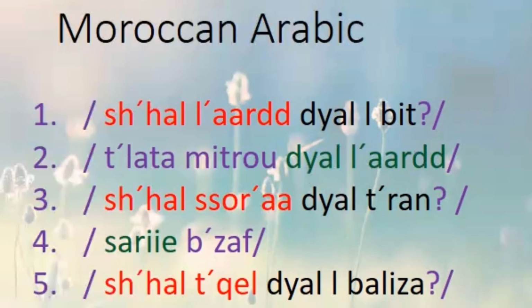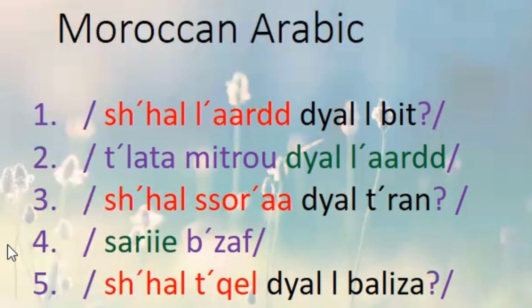Number 3, how fast is the train? شحال السرعة ديال التران؟ So how fast is شحال السرعة? So ديال is of, and train is تران, train of course. Again, train or tran is an international word. It is taken from French.